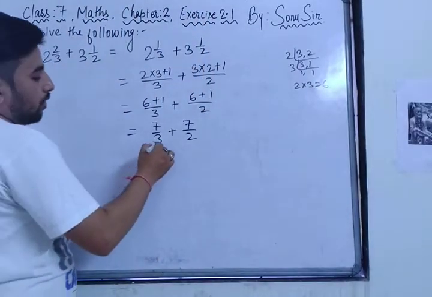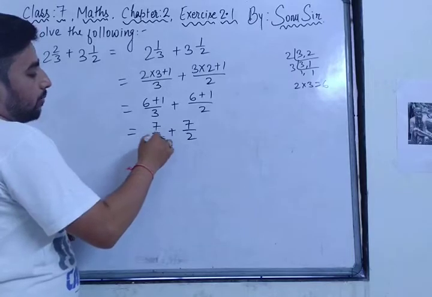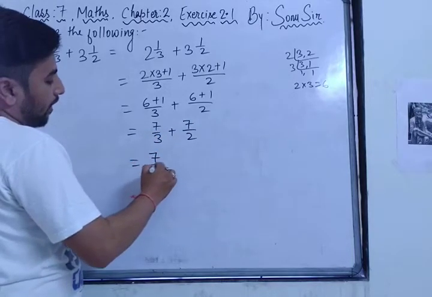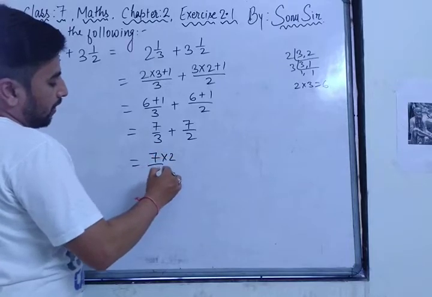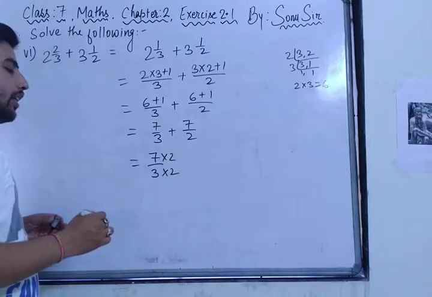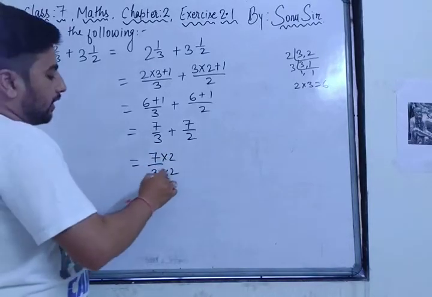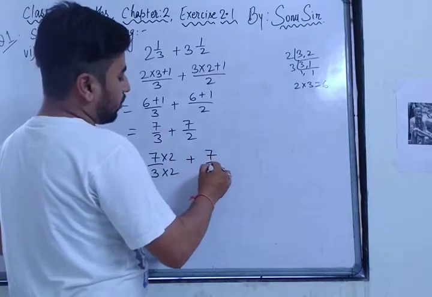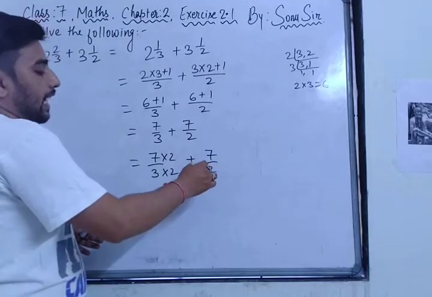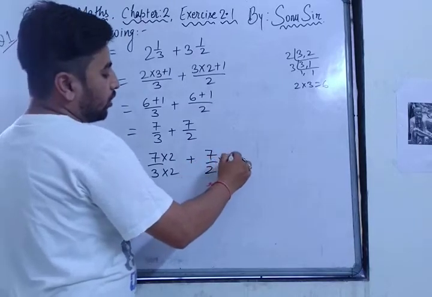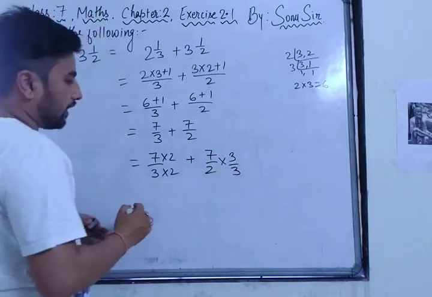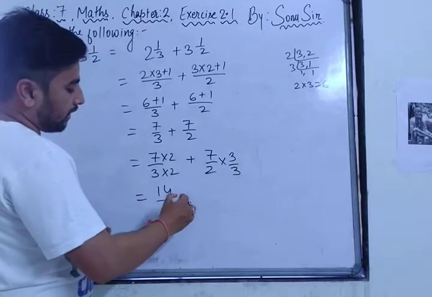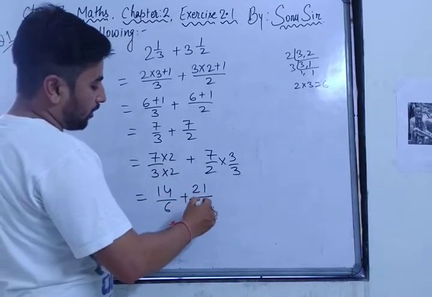So you have to convert this denominator into 6 and this denominator also into 6. So what will you do? For 7 by 3, you will multiply both numerator and denominator by 2. Why? So that you get the denominator 3 twos are 6. Similarly here, 7 by 2, you have to take 6 as the denominator. So you will multiply by 3 both the numerator and denominator. 7 twos are 14 upon 6. 7 threes are 21 upon 6.